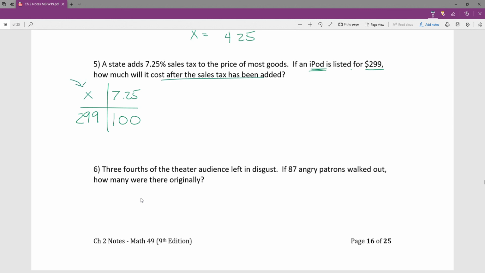So even just thinking about what the X is, that's going to be the tax, right? After we get our X value, what are we going to have to do with that to get to the final price? You're going to have to add that tax onto the original purchase price, because that's how you figure out what you pay for something, right? So writing this out as an equation and solving for X, and then finally answering the question.